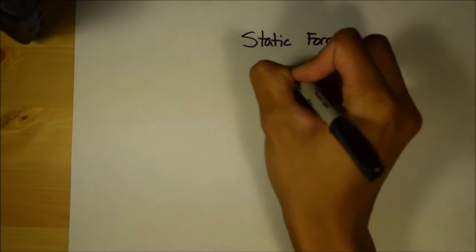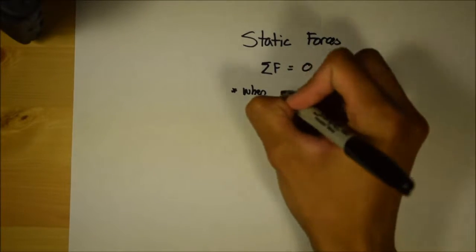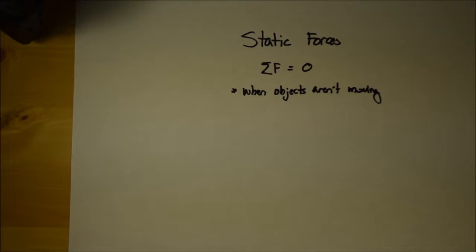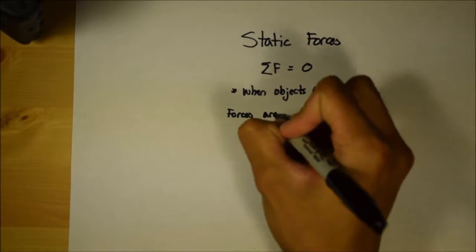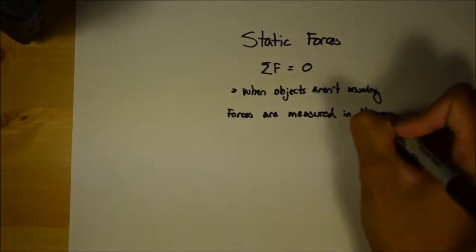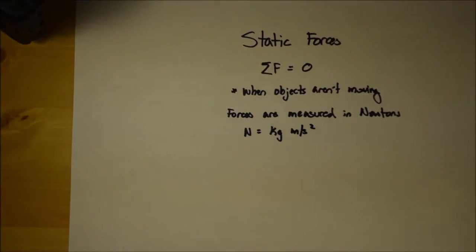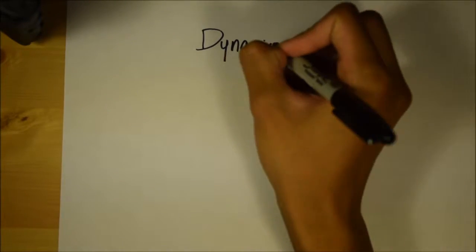And now we have static forces. Sigma F equals 0, all the forces add up to 0 newtons. And this is when objects are not moving or have a constant acceleration. And again, we say that the forces are measured in newtons, which are kilogram meters per second squared.